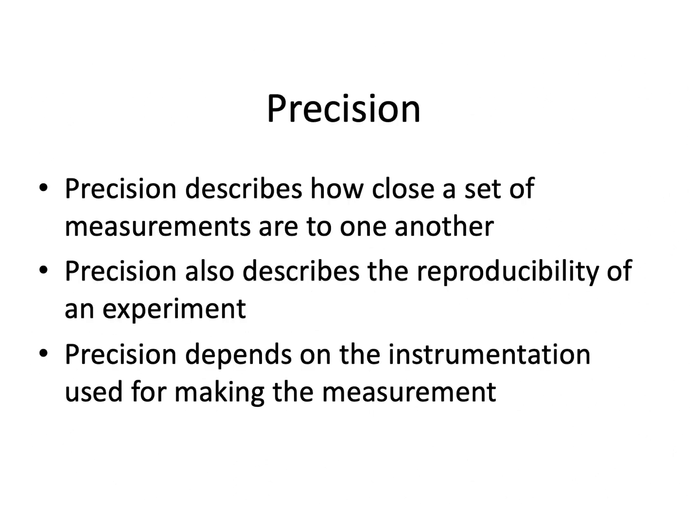Now, precision is a different concept entirely. Precision describes how close a set of measurements are to one another. Not how close they are to the right answer, but how close they are to each other. Precision also tells you about the reproducibility of an experiment. In other words, if I do the experiment and then I do it again, will the numbers I get be close to each other or far apart? If I'm always getting numbers that are close to each other, that would be a very precise experiment.